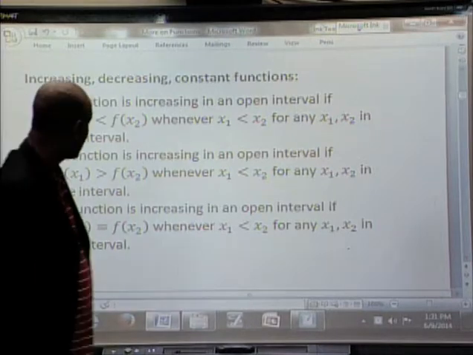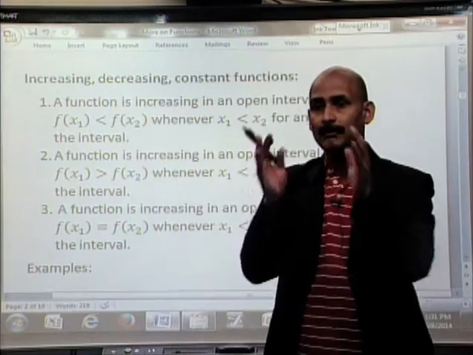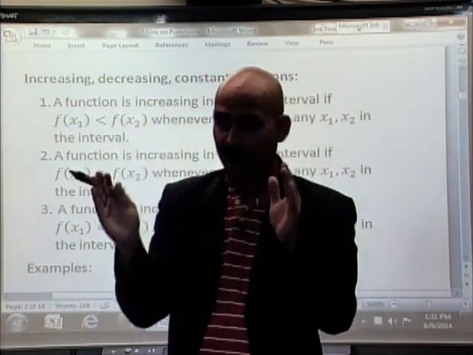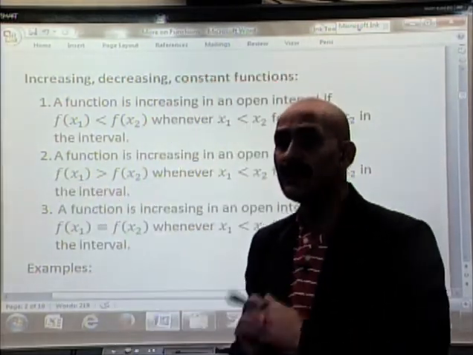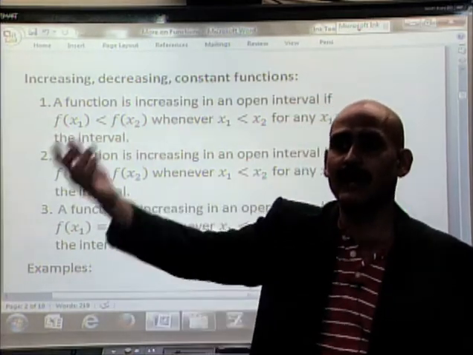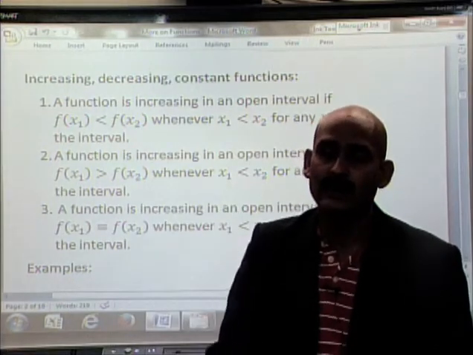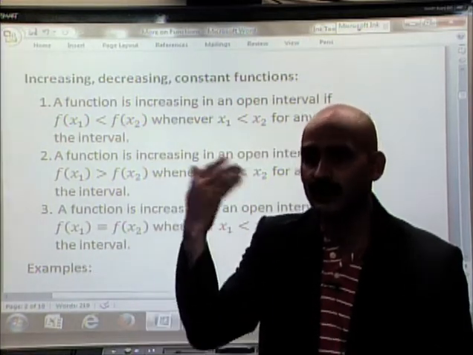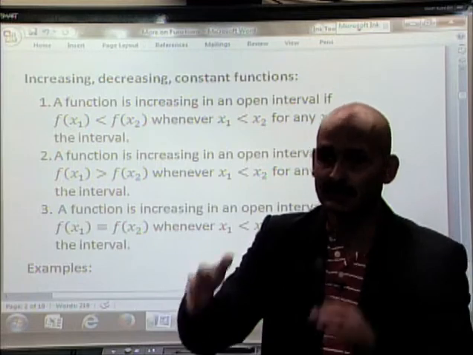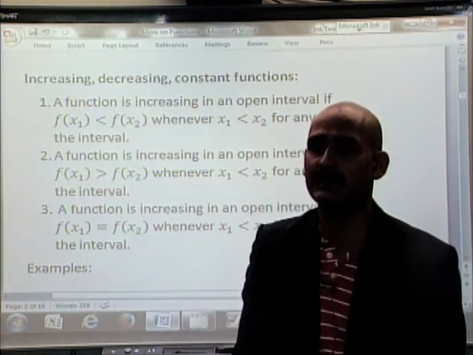So, basically a function is said to be increasing in a particular interval if the larger the x, the larger the value of the function, the larger the x, the larger the y. If for larger x value the corresponding y value is larger in any interval, we say the function is increasing in that interval.